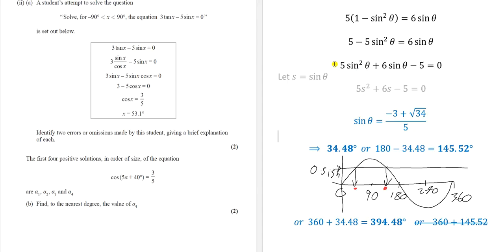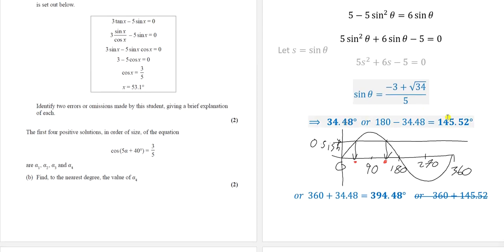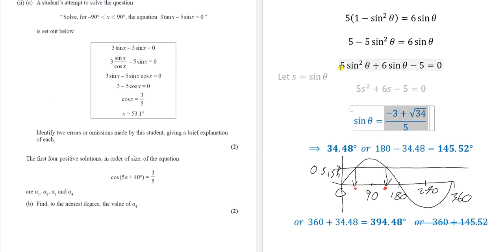Our quadratic solves to give two solutions. One of them corresponds to these angles. In other words, if theta is equal to this angle or this angle or this angle, then sine theta will be equal to this 0.5 something. And if sine theta is equal to that, then 5 lots of sine squared theta add 6 lots of sine theta minus 5 will be equal to 0.